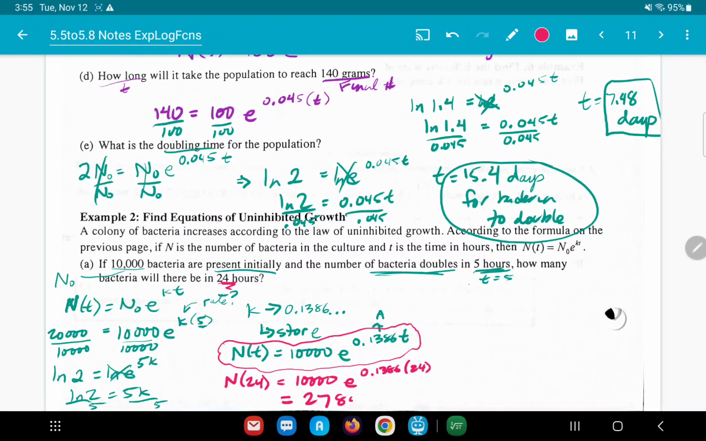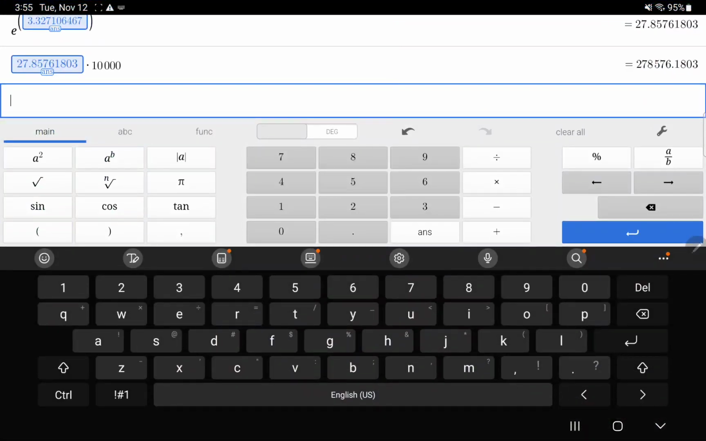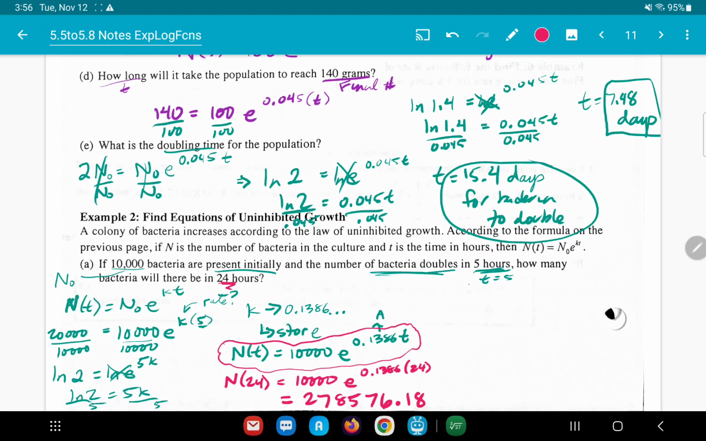Let me double check here. 278,576.18. Okay. And so keep in mind that since we are talking about how many bacteria, we're not going to be talking about partial bacterias. And so you haven't quite made it to the next bacteria. So we're simply going to say that you have 278,576 bacteria. We're going to round that number down because we didn't get that next bacteria in that span of 24 hours. Just like that. Okay, so this is basically the first way to do the problem.